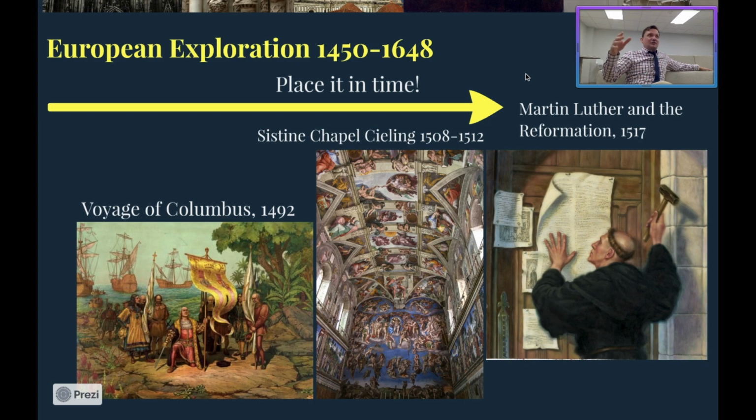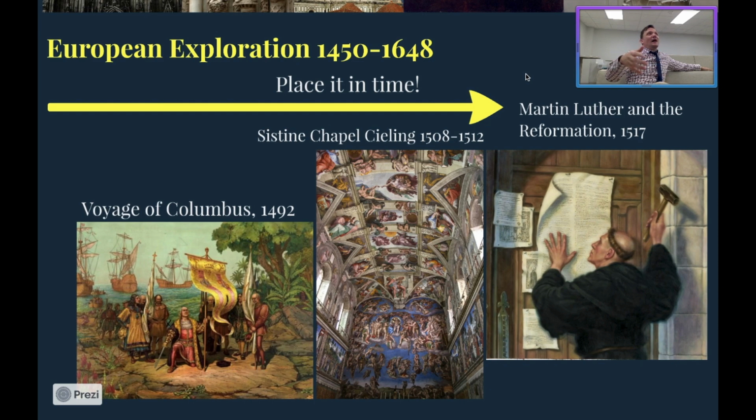We will talk about that at some point during the back half of this unit, and we will discuss how his voyage took place in 1492, years before the Sistine Chapel ceiling was ever painted. And then also Martin Luther's Reformation, the Protestant Reformation, will begin in 1517. So as you can see, a lot of stuff going on in the 1400s and 1500s in Europe, right? A calamity of things going on all at the same time, you could say.